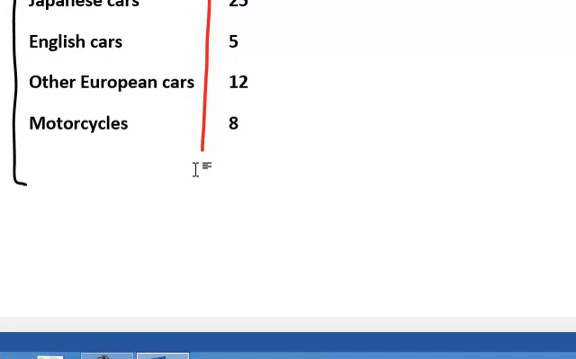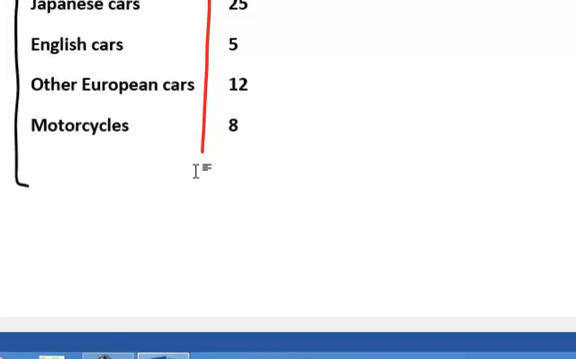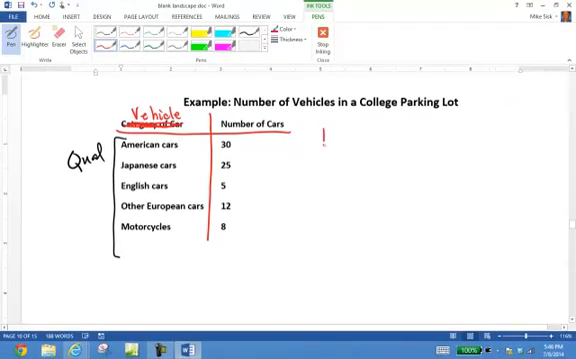Now, in this parking lot, the data that was determined noted 30 American cars, 25 Japanese cars, 5 English cars, 12 European cars, and 8 motorcycles. Now, because it's qualitative data, we're either going to use a bar chart or we're going to use a pie chart, and I'll actually go through and we'll draw each one of these.